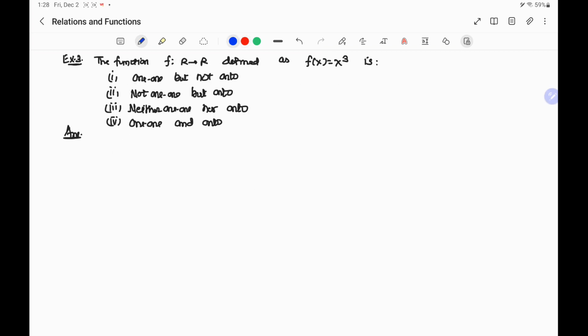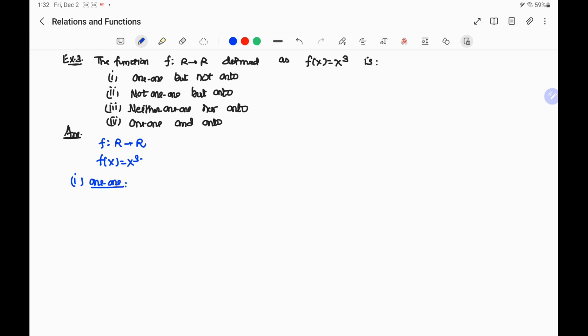Third question is the function f from the set of real numbers R to R defined as f(x) equal to x cube is, options are 1-1 but not onto, not 1-1 but onto, neither 1-1 nor onto, and the fourth option is 1-1 and onto. The given function is from the set of real numbers to the set of real numbers and defined as f(x) equal to x cube. First we have to check whether the function is 1-1 or not.